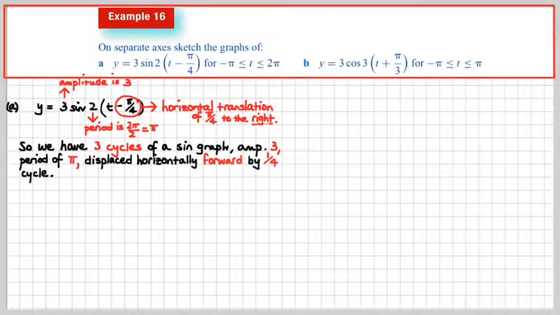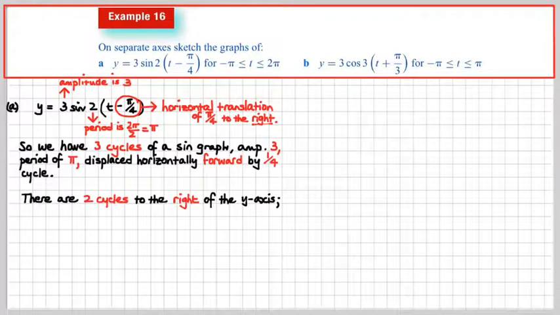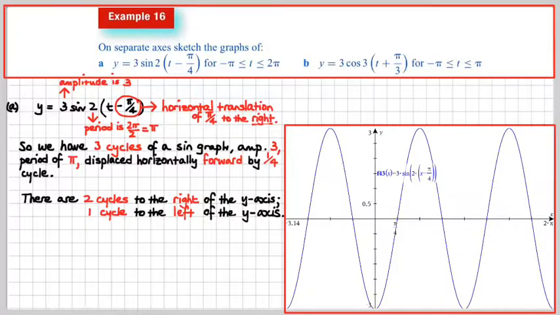Do you understand? Right, so there are going to be 2 cycles to the right of the y-axis, and 1 cycle to the left of the y-axis. Now, this is the graph. That's the starting point. I call the starting point the original starting point that's been shifted to the right by pi on 4, or a quarter of a cycle. We have moved this graph forward by a quarter of a cycle, from the bottom of the trough to the neutral central axis position, right?